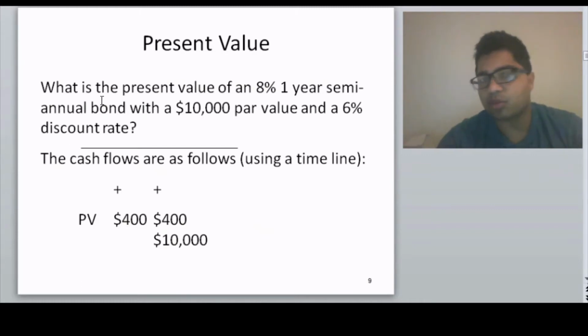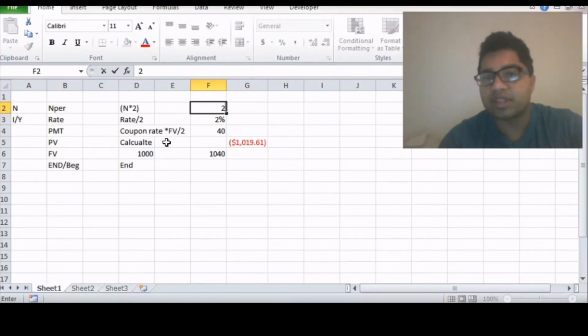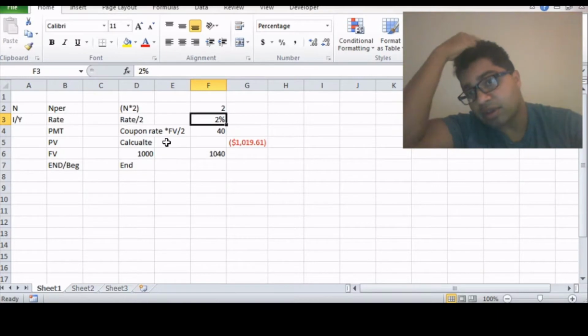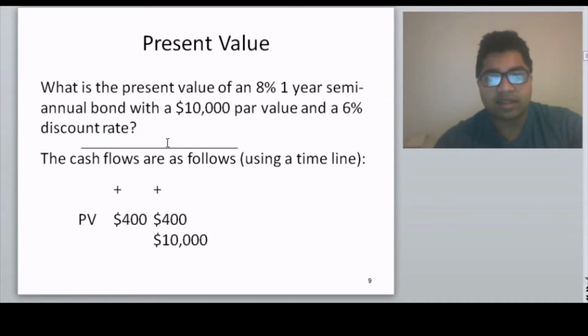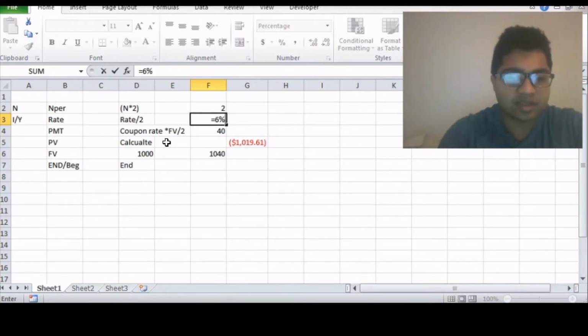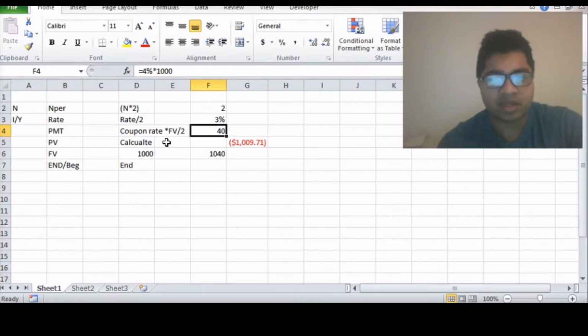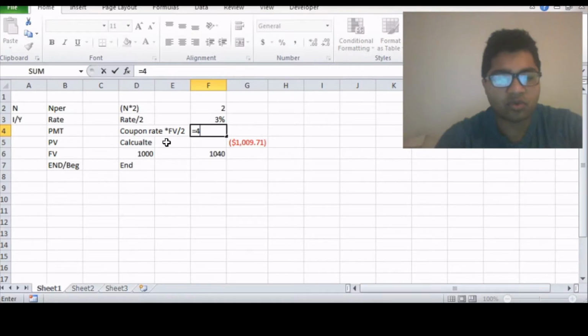Now this is important: 8% coupon rate, semi-annual bond, 10,000 par value, and 6% discount rate. Now this is important, and it will be 2 in this case because it's semi-annual. So 1 year has 2 semi-annual, 2 half-year periods. Discount rate is 6%, so 6% divided by 2 will be our rate. Coupon rate is 8%, so it will be 4% multiplied by par value.